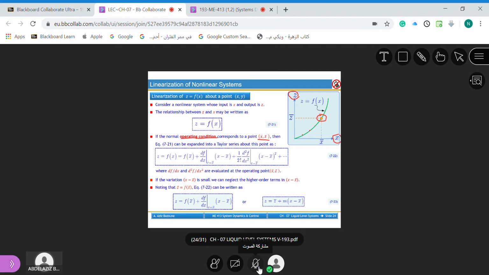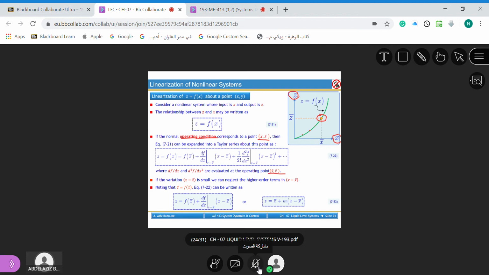it can be written like this. z will be equal to f of x bar, the operating point x bar, plus the first derivative of f with respect to x, times x minus x bar at the operating point, plus 1 over 2 factorial, the second derivative of f with respect to x squared at the operating point, and so on, plus 1 over 3 factorial, and so on. Where df over dx is the differentiation of f with respect to x, and the second derivative of f with respect to x also at the operating point x bar and z bar.